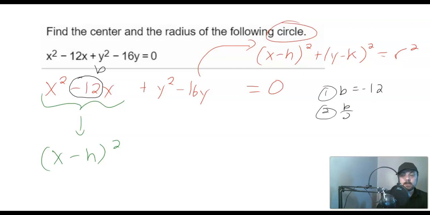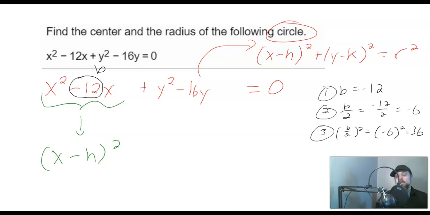Step 2 is to divide that by 2. So I'm going to take negative 12 divided by 2, which is negative 6. So it works out pretty nice. Step 3 is to square that. And so we're going to take negative 6 squared, which gives me 36. That's the special number that we need here for this to factor in this special way.